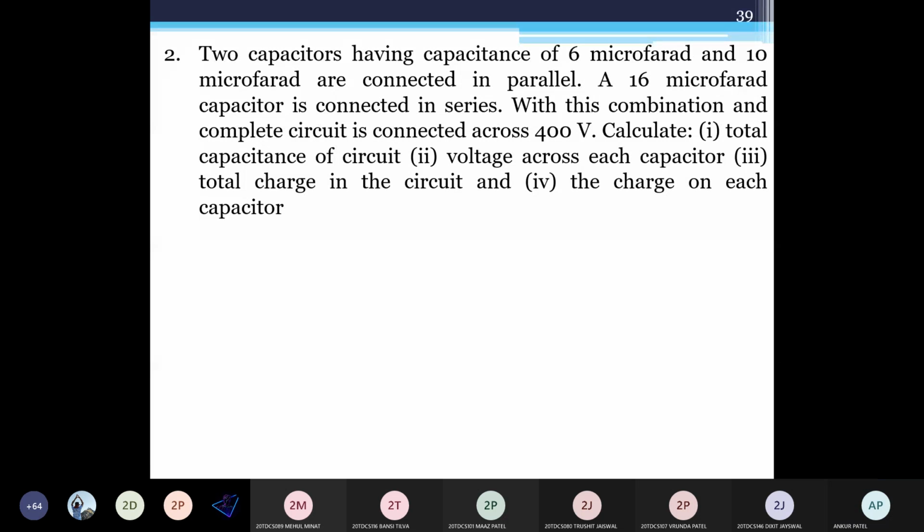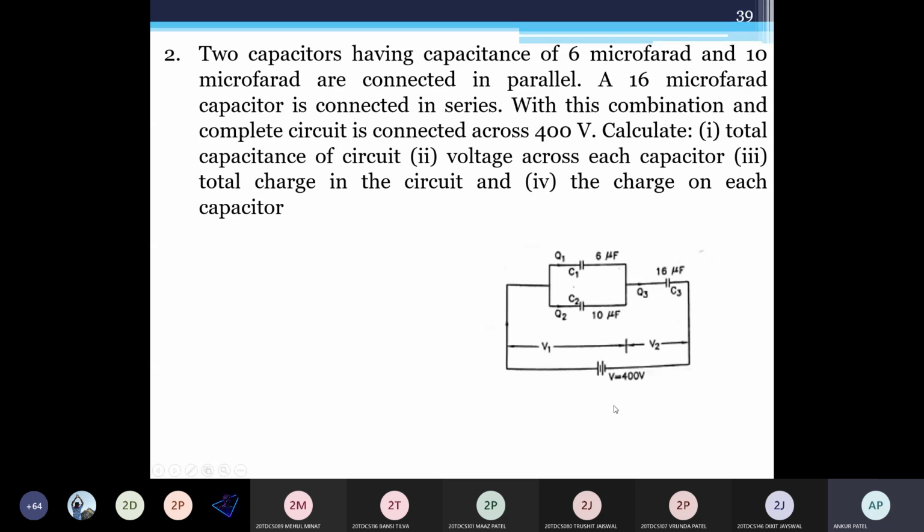So two capacitors having capacitance 6 and 10 are connected in parallel. Now here a parallel combination is given and a 16 microfarad capacitor is connected in series. So 10 and 6 in parallel are in series with 16, and 400 volt is applied. So this is the diagram. You need to find the total charge, and the charge on each capacitor Q1, Q2, Q3. You need to find V1 and V2, the voltage across each capacitor.